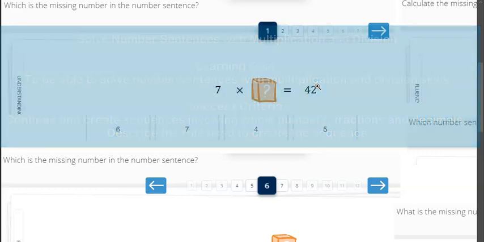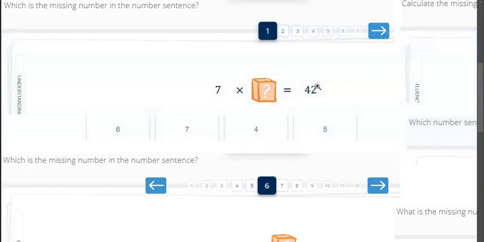I've gone ahead and grabbed a few examples from the essential assessment skill, and this is the first one we're going to be looking at. The question says here, which is the missing number in the number sentence? So we have 7 times a certain number is equal to 42. Now, logically speaking, we can do what's called brute force. And brute force just means try different numbers into here to make this equation fit.